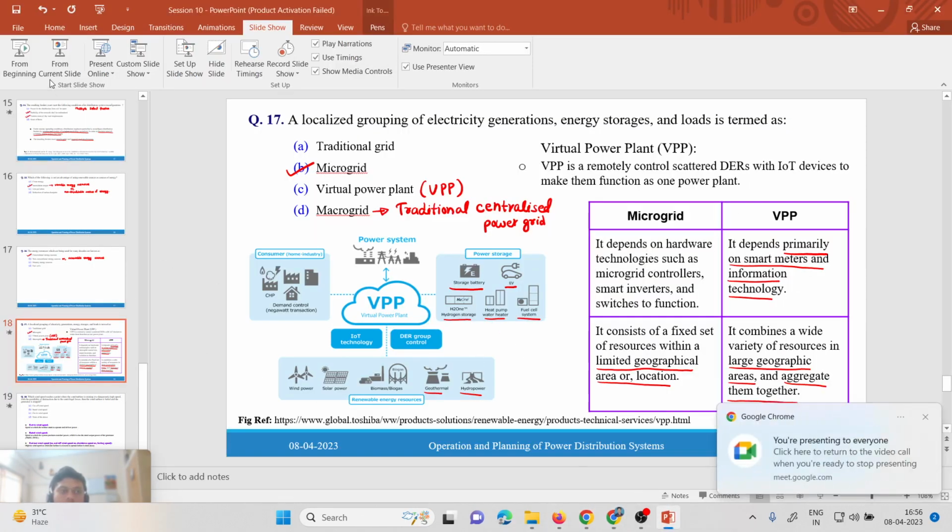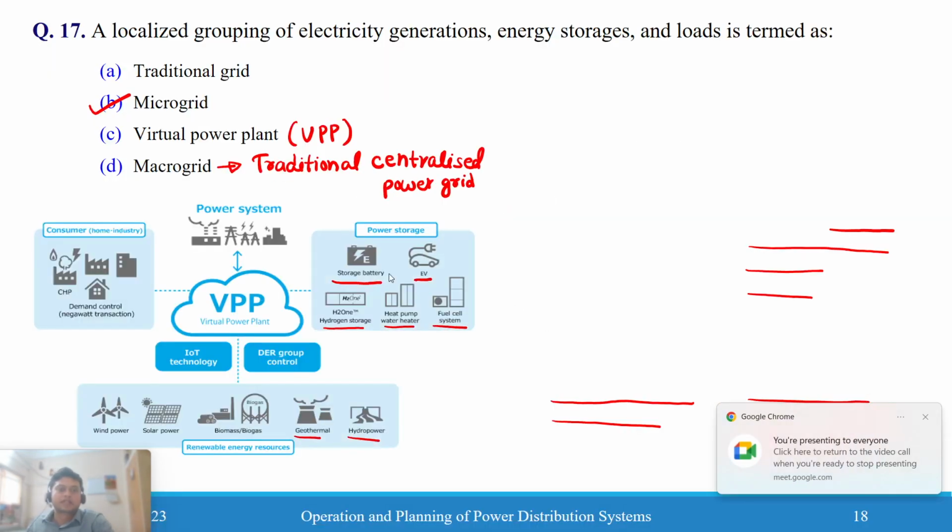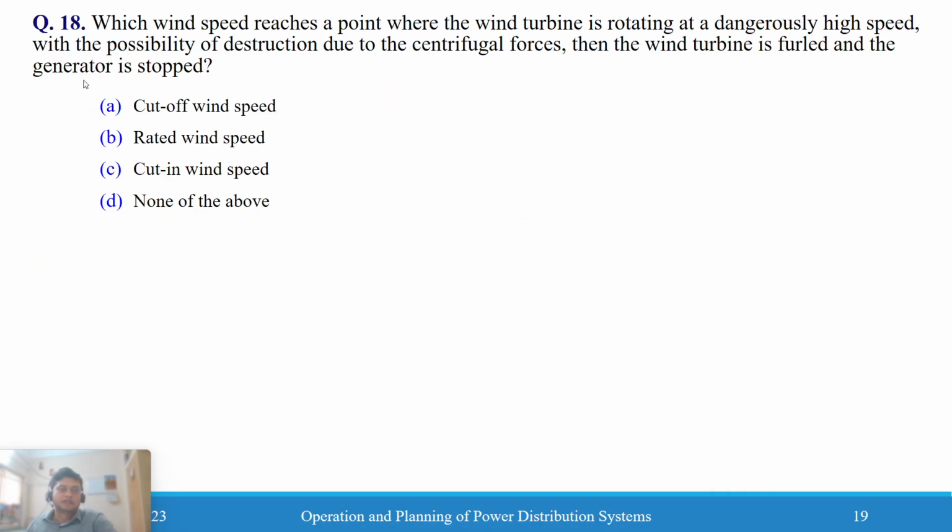So let us see the next problem. Next problem we are having is from the wind power system, wind energy. In this problem, at which wind speed does the wind turbine reach a point where it is rotating at a dangerously high speed, with the possibility of destruction due to centrifugal forces, so the wind turbine is furled and the generator is stopped? The options are A, cut off wind speed, B option is rated wind speed, C option is cut in wind speed, D option is none of the above.